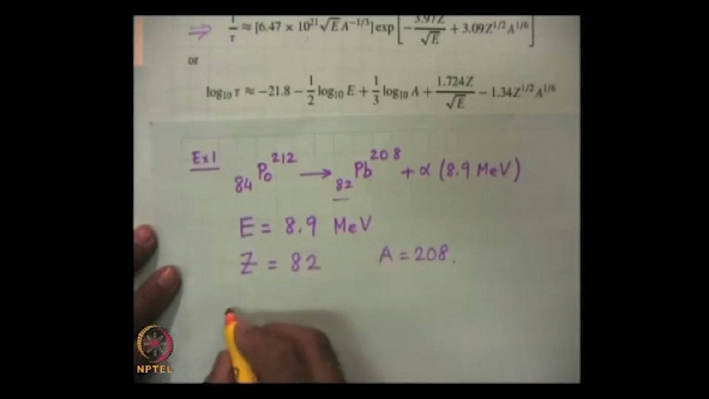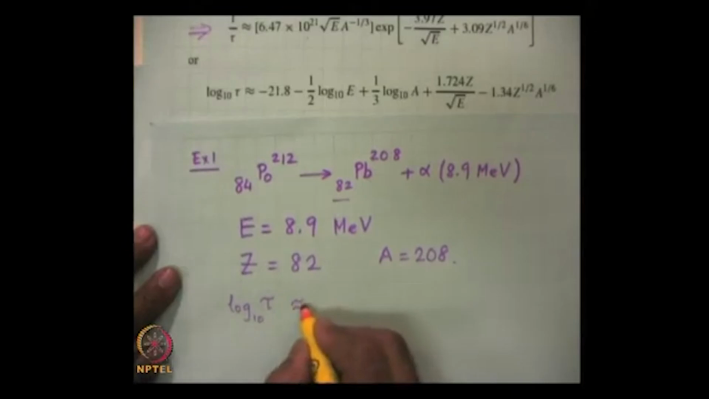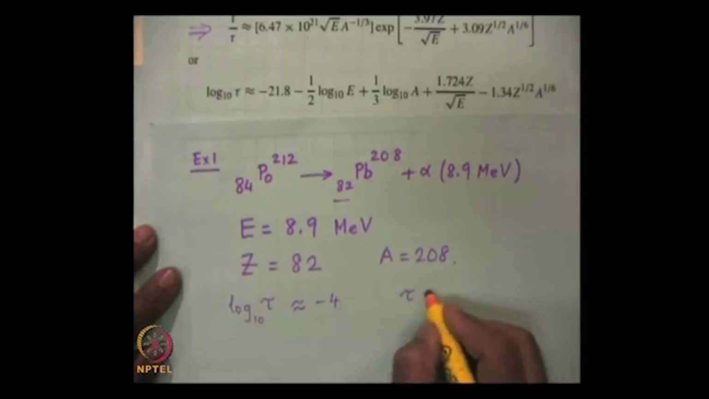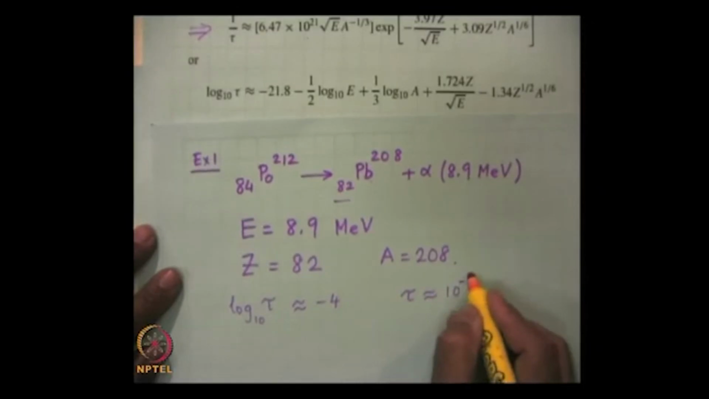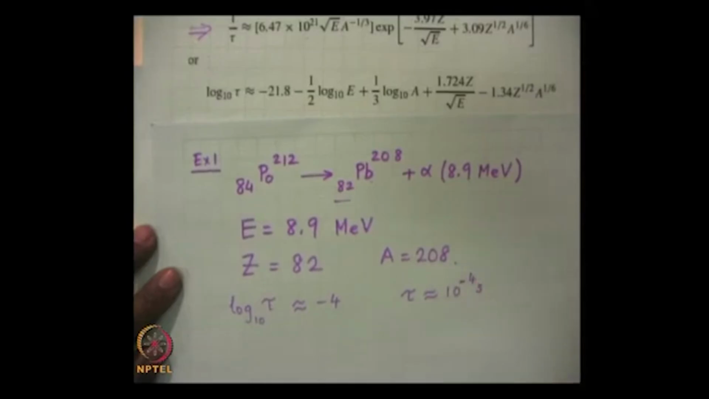this comes out to be log tau to the base 10. It is a simple calculation, comes out to be about minus 4. So, this means tau is about 10 to the power of minus 4 seconds. So, from first principles, see the tremendous beauty of quantum mechanics. From first principles, we have been able to calculate, without making any assumptions, the approximate lifetime of the alpha particle coming out of the nucleus.